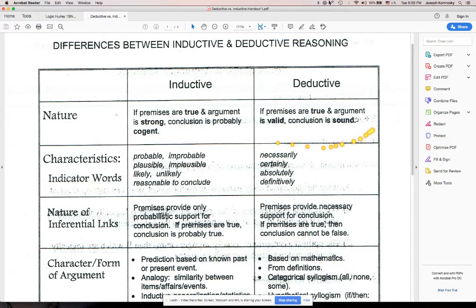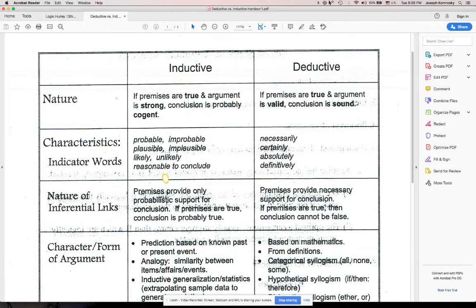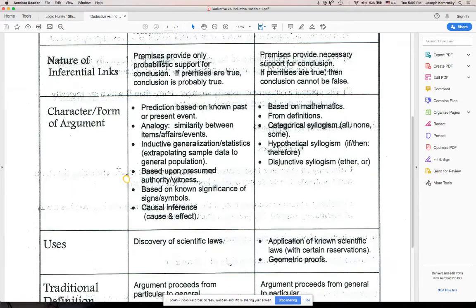So notice last time we did deductive: true, valid, sound. Now we're doing true, strong, cogent. And notice the characteristic indicator words in these arguments: probable, improbable, plausible, likely, unlikely, reasonable. Whereas deductive is all or nothing, 100%, these are going to happen conclusions. These are more likely, probable, so it's in degree. So the premises provide only probabilistic support for the conclusion. If the premises are true and the argument's strong, probabilistic support. Whereas deductive, necessary support. Okay, so just a review of that little cheat sheet that you had.